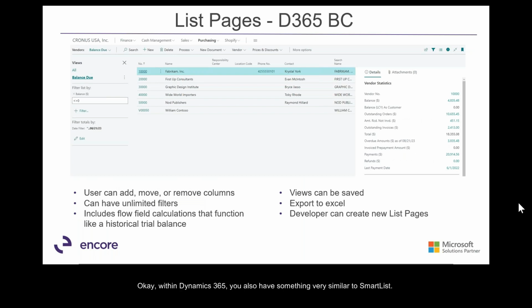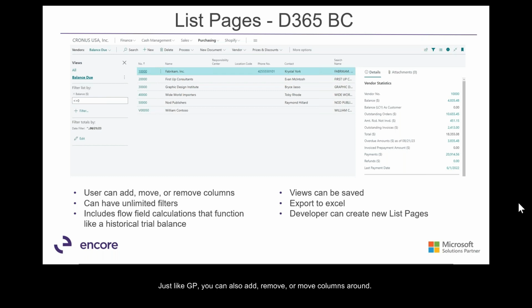Okay, within Dynamics 365, you also have something very similar to Smart List. They're called list pages. A list page enables you to pull up the information. Normally, it would be information coming from a subledger, but then you can filter it. So with some of the differences we have here between GP Smart List is that Business Central has unlimited filters.